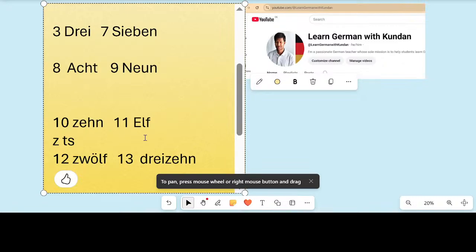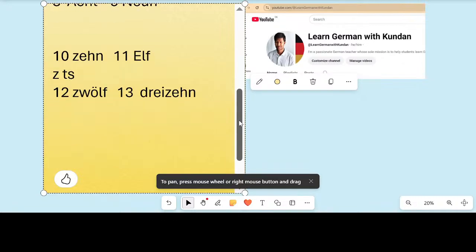Till 12, can I get confirmation from Google Meet? It's all good till 12. You guys are okay? It's clear? Okay. And then this is Dreitzen, 13th. All right. So here this is 12, that is 12.